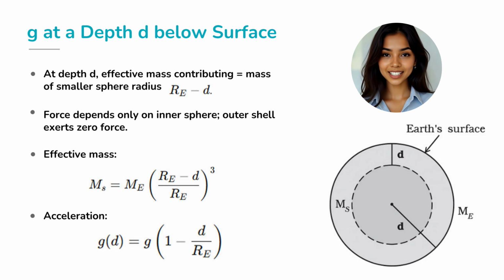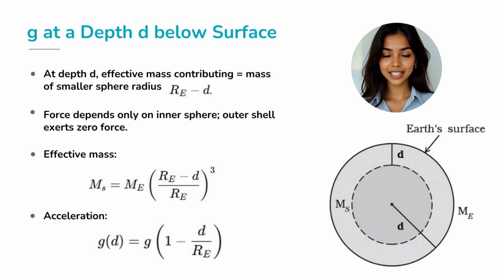Alright, now let's head underground, maybe inside a deep mine shaft. Does gravity get stronger or weaker as we go down? According to the shell theorem, only the inner sphere of radius R minus d contributes to the force. The outer layers cancel out perfectly.